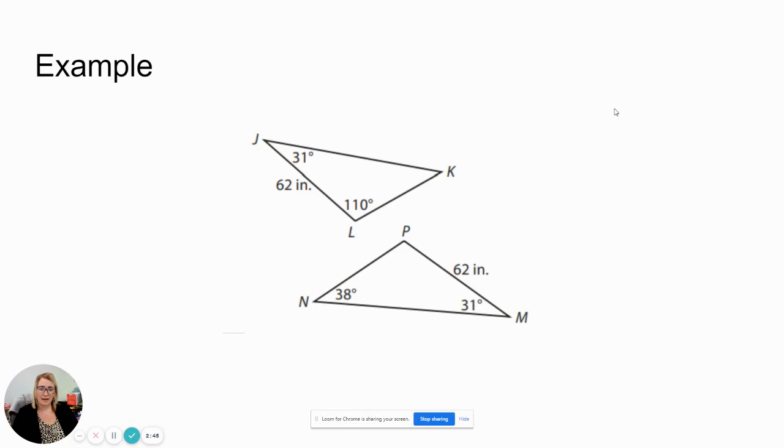Okay, here's another example of how they could look. Again, we'd have to prove first and foremost that angle P is equal to 110. So we'd have to take 180 and subtract 38 and 31, and it tells us that this angle right here is actually 111. Because of that, we cannot use this rule. It does not work.